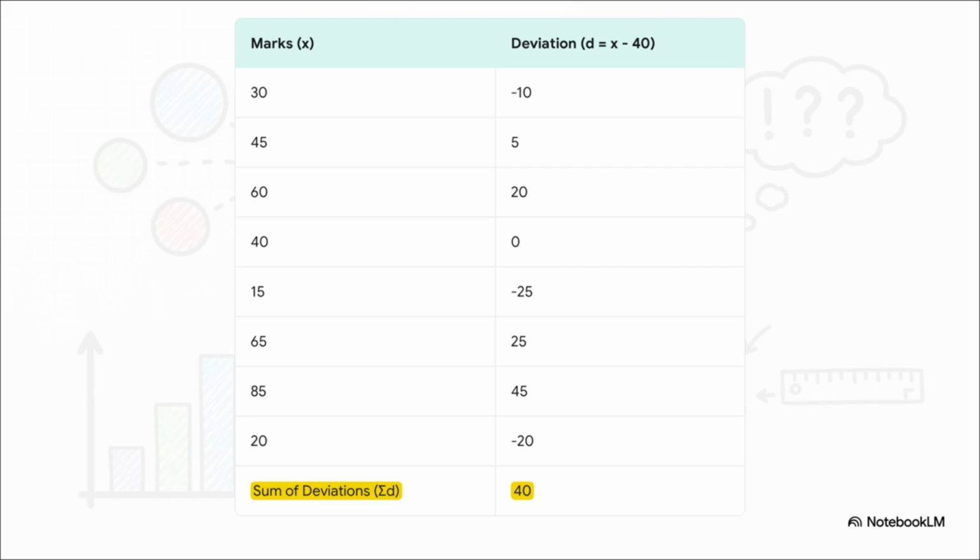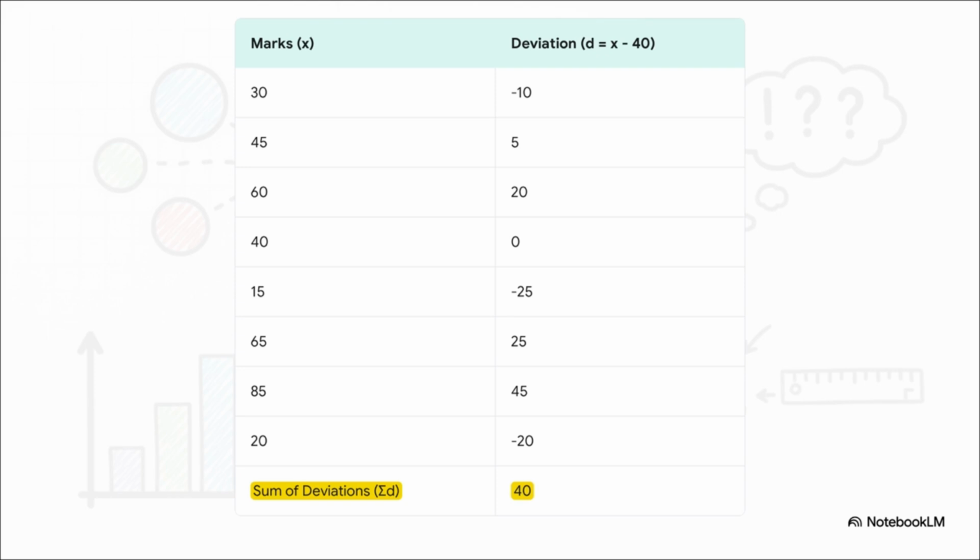We'll just pick a number that looks kind of central as our guess, our assumed mean. How about 40? Now, check out this table. For each score, we calculate how far it is from 40. The score of 30 is -10 away. The score of 60 is +20 away. We do that for everybody, and then we add up only these small deviation numbers. That gives us 40.